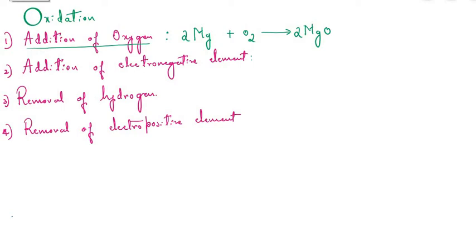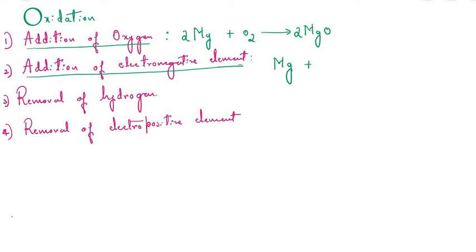The second one is with respect to addition of electronegative element, right? So I'll be taking an example of an element called magnesium. We already know that magnesium belongs to S block element, right? So it has a tendency to lose electron. When can it lose electron? Only when I am going to add an electronegative element.